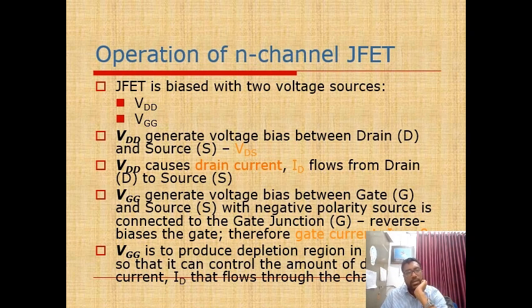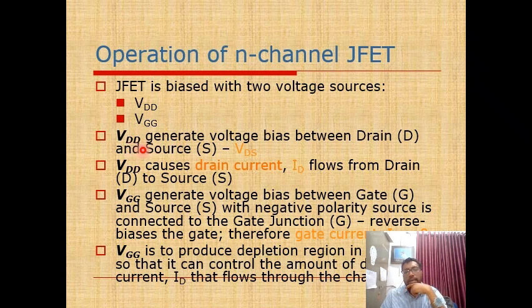Operation of n-channel JFET. Now the JFET is biased with two voltage sources. As we have seen, two voltage sources are needed to properly bias an n-channel JFET. One is VDD, another is VGG. VDD is responsible for providing the drain to source voltage, and VGG is the gate voltage which is responsible for providing the gate to source voltage.